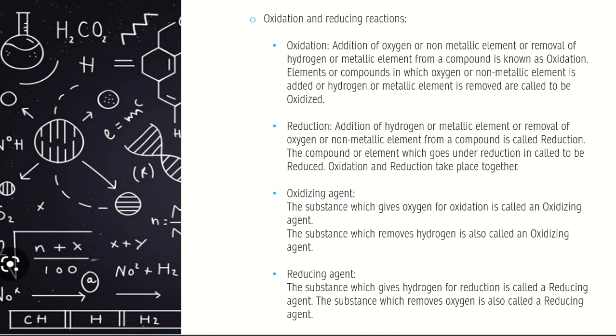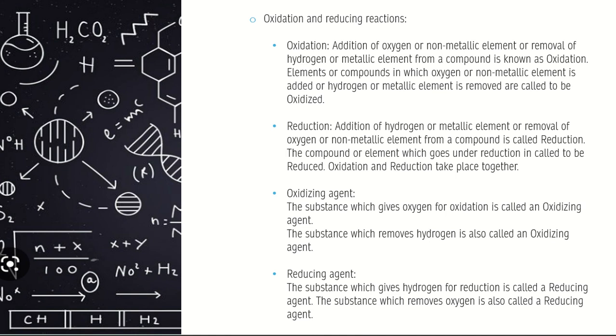Oxidation is addition of oxygen or non-metallic element or removal of hydrogen or metallic element from a compound. Elements or compounds in which oxygen or non-metallic element is added or hydrogen or metallic element is removed are said to be oxidized. Reduction. Addition of hydrogen or metallic element or removal of oxygen or non-metallic element from compound is called reduction. Basically, it's the opposite of oxidation. The compound or element which goes under reduction is said to be reduced. Oxidation and reduction take place together.